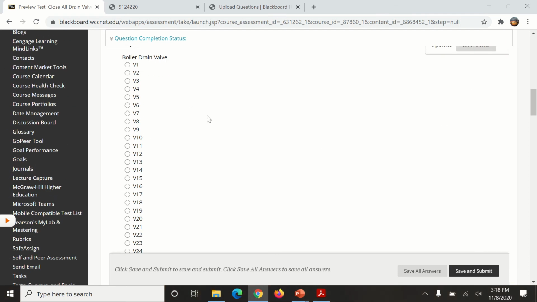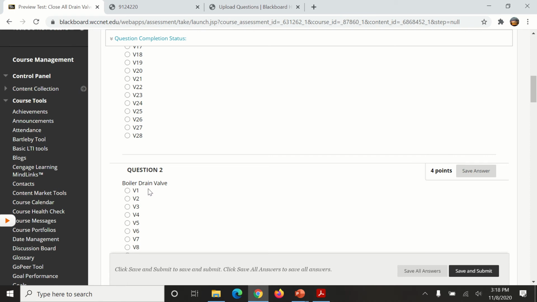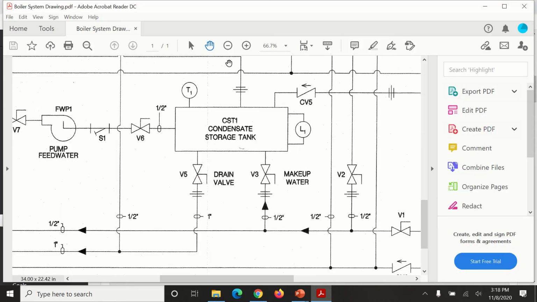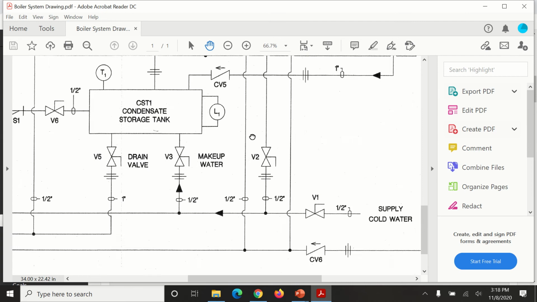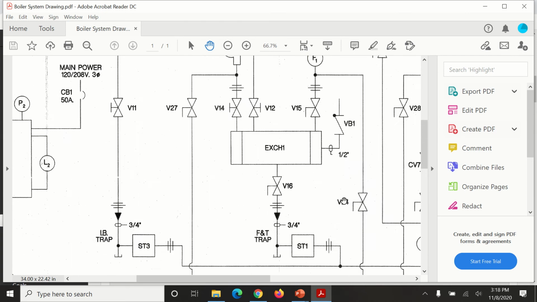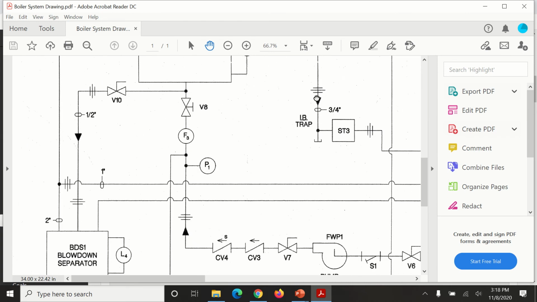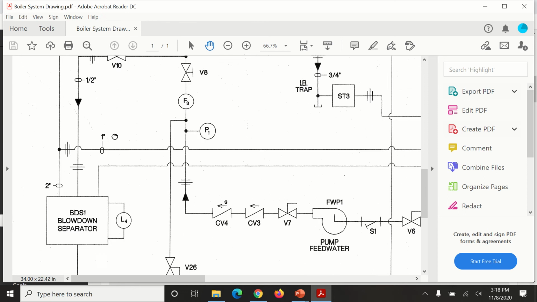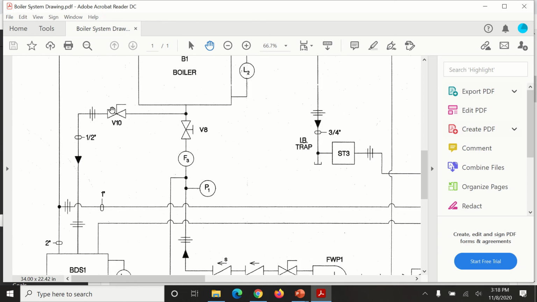You go back to the question and you click on V5, save the answer, move to the next one. The next question is boiler drain valve. Now we've got to go back to the drawing, find the boiler, and this looks like the boiler drain valve.